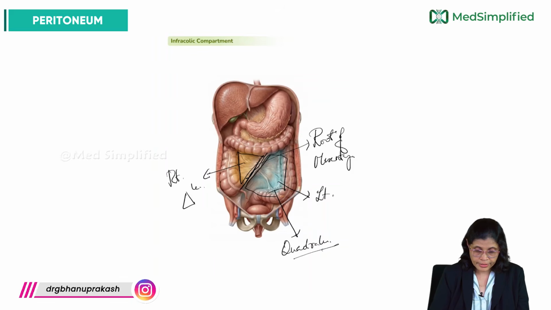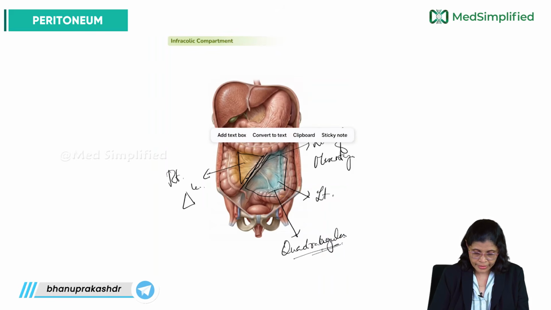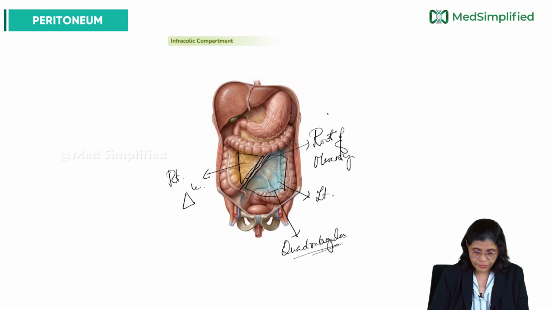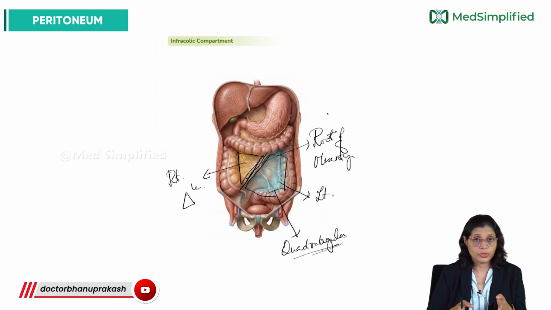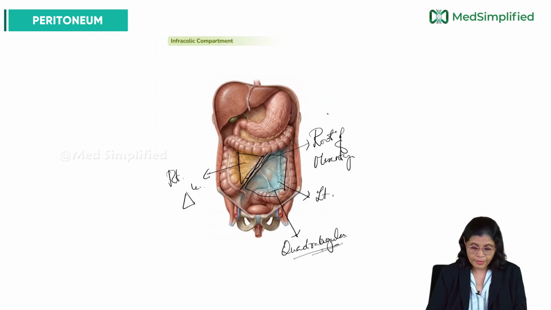That is its boundaries. The left infracolic space is larger than the right one, and as I said, it is quadrangular in shape. It is bounded above by the transverse colon, on the right side by the root of the mesentery, on the left side by the descending colon, and inferiorly by the sigmoid colon. Below here it becomes continuous with the pelvic brim. It is not an open sac, it just extends up to the pelvic brim.